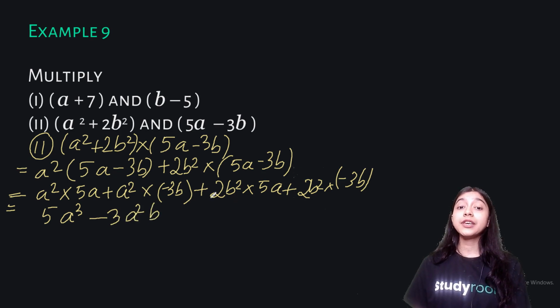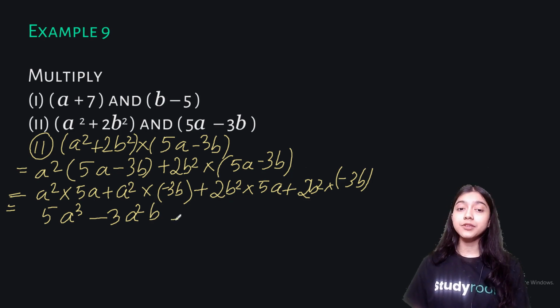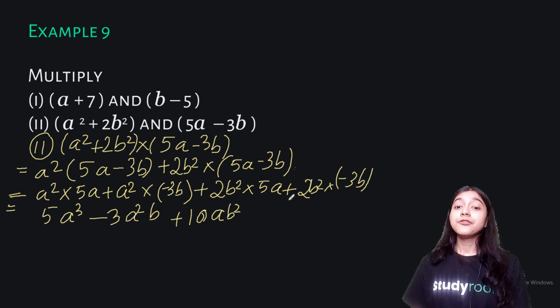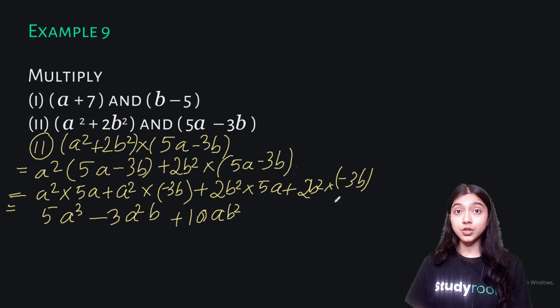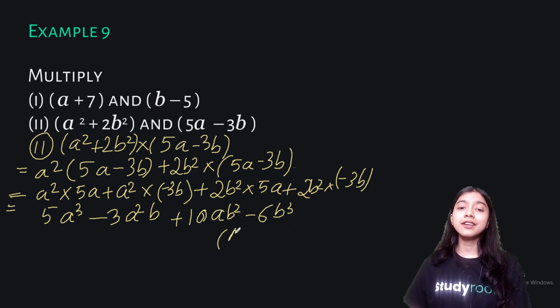Again, over here, we have 2b square multiplied with 5a. 5 multiplied with 2 gives us 10. And then a multiplied with b square gives us ab square. Over here, we have plus 2b square and minus 3b. So, again, the sign will be plus into minus, which gives us a negative sign. 2 multiplied with 3 gives us 6. And b square when multiplied with b gives us b cube. Is there any like term? No. So, this is our final answer.